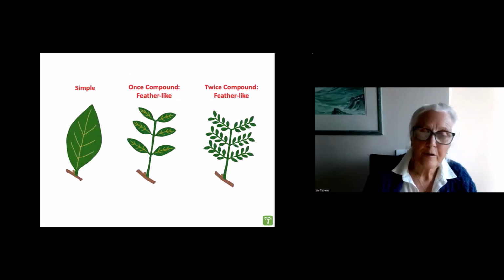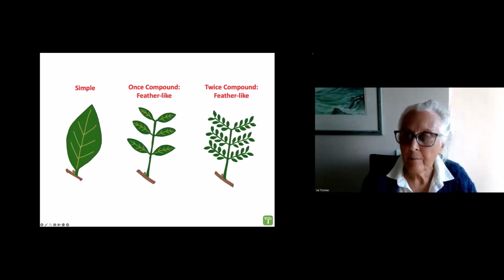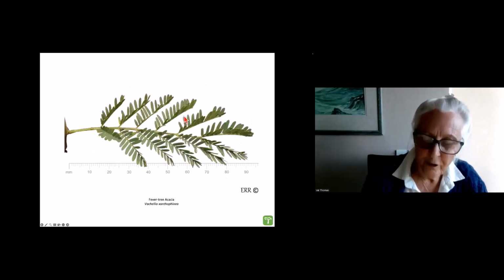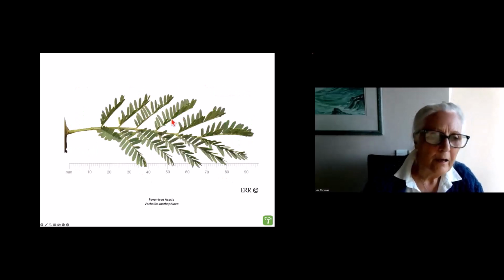So this is sort of a summary of what we've been saying. It started with a simple leaf, which slowly eroded and created a once compound feather-like leaf with a pair of leaflets at the tip, and that developed lobes to become twice compound feather-like. Here's a real life picture. Thank you, Dr. Robbie Robinson, showing you the fever tree.